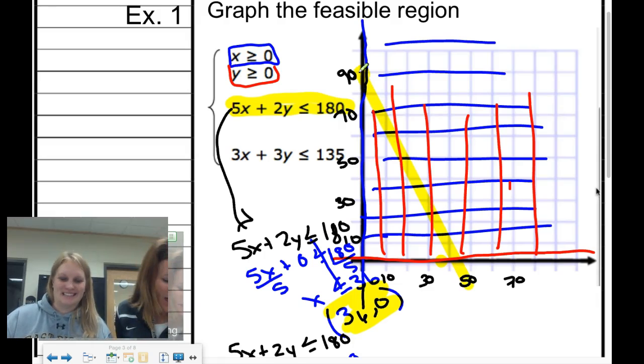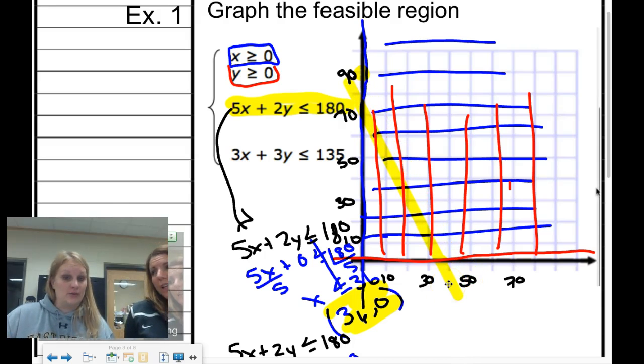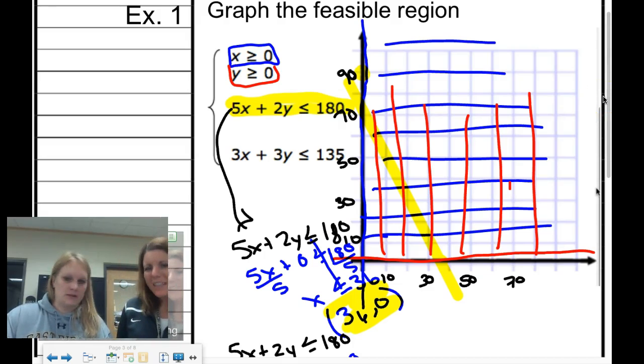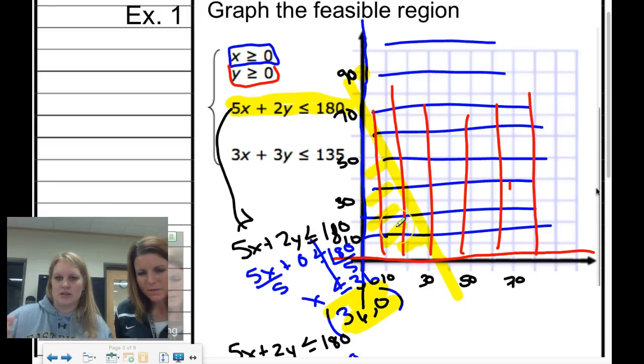And now we can't really look at the less than or equal to and determine that we're going to shade below. Remember, we got to use a test point. We do 0, 0. Zero plus zero is 0, is 0 less than or equal to 180? Yes, so you're going to shade below for sure. So we're shading down here. You notice I didn't go past my other constraints because I know there's nothing over here, so there's no reason to go down there. So I'm just shading there.